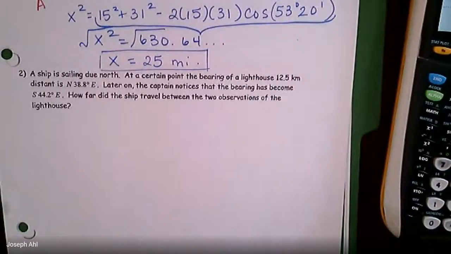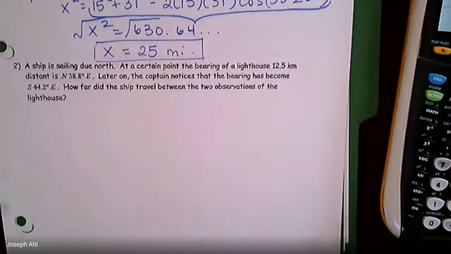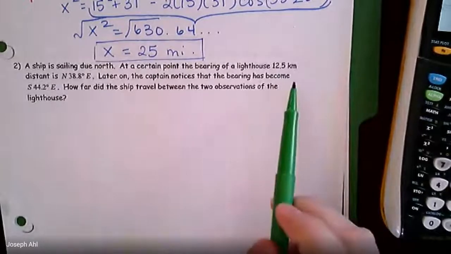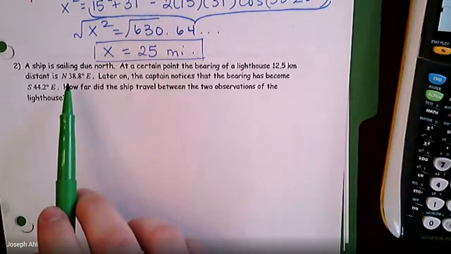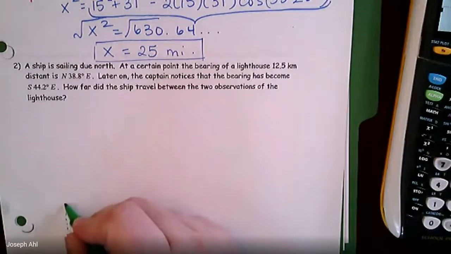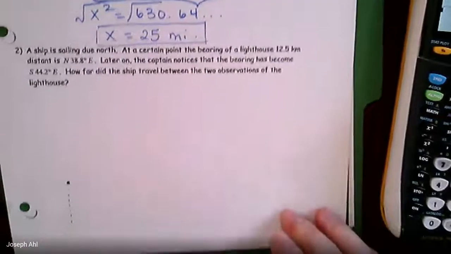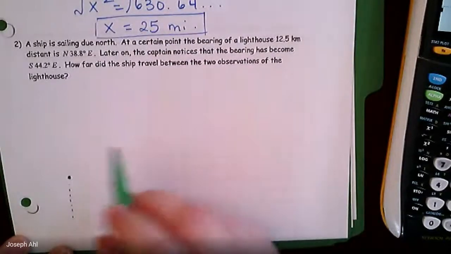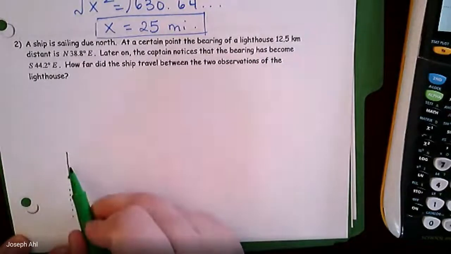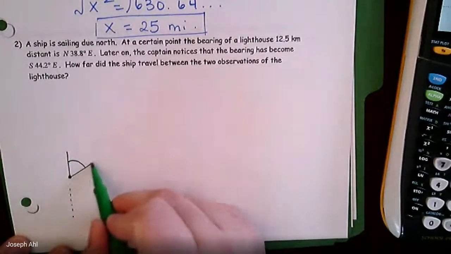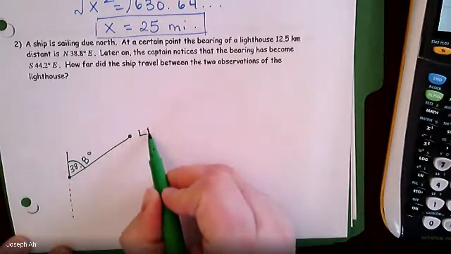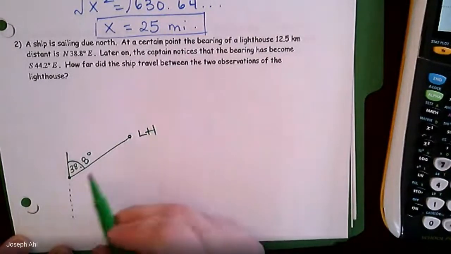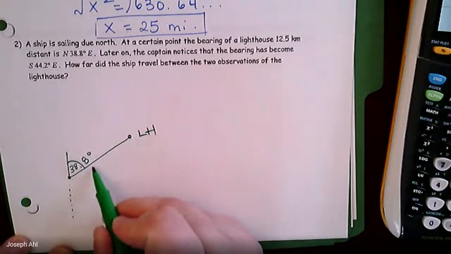A couple of other different types of looks for this question. Here's one where a ship is sailing due north, and at a certain point, the bearing of a lighthouse is 12.5 kilometers distant. So 12.5 kilometers away, and the bearing is north 38.8 degrees. So the ship is sailing, and then we stop. And we're like, oh, hey, look at that lighthouse over there. The bearing of the lighthouse is north 38.8 degrees east. There's the lighthouse. And the distance from the ship to the lighthouse at that point, we know, is 12.5 kilometers.